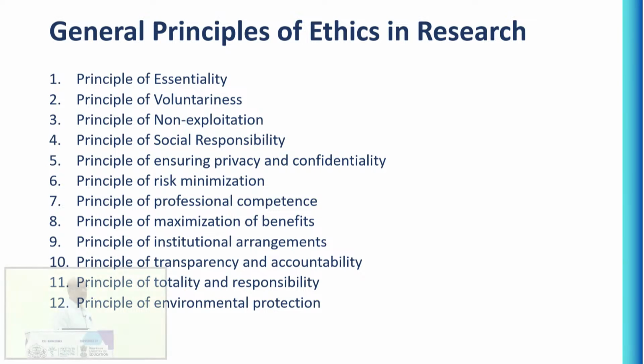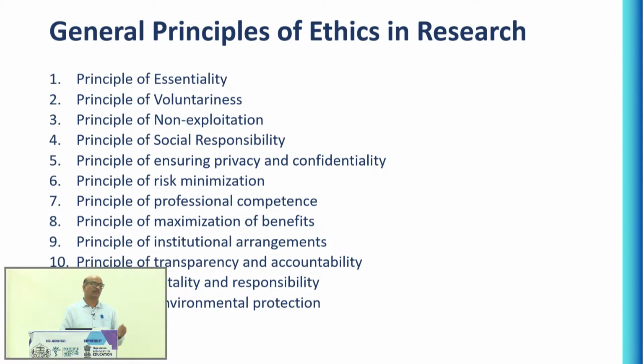Principle of risk minimization is concerning participants, mainly in clinical trials. We have to go for risk minimization, a very important principle. Then professional competence concerns researchers having the skills and necessary capacity to do a certain kind of research. Then maximization of benefits is towards participants. Institutional arrangement: we need a supportive environment for doing research, whatever infrastructure is required, so we need those institutional arrangements.